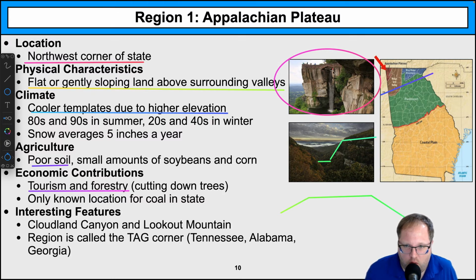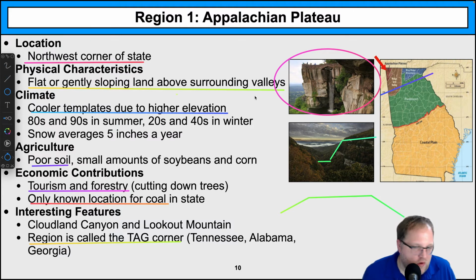Now, Lookout Mountain's a pretty cool place because you can hike up to it. There is a waterfall there. And when you get to the top of the mountain, there is a plaque which will tell you which direction you're looking in. And depending on which direction you're looking in, you can see one of 7 different states from the top. We want to know that the Appalachian Plateau is also the only known location where coal can be found in the state of Georgia. And we also want to know that this region sometimes has a nickname called the Tag Corner, which stands for Tennessee, Alabama, and Georgia.